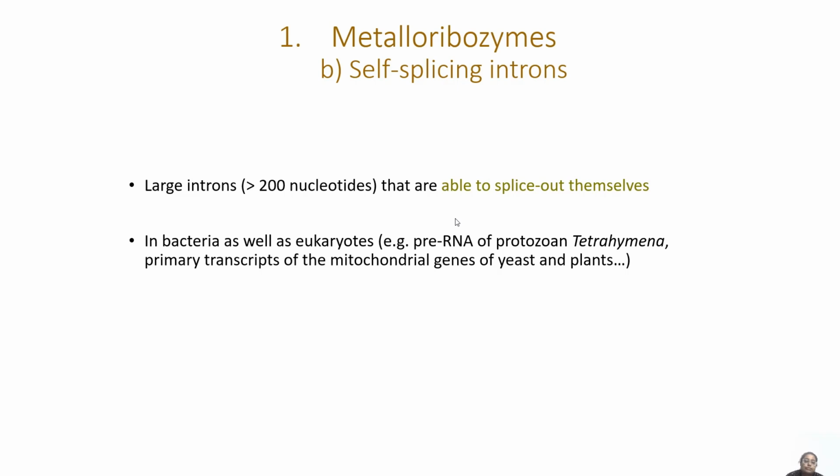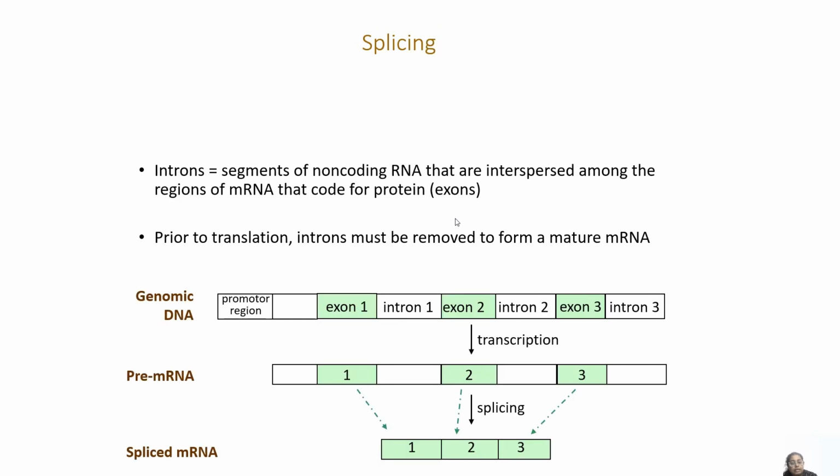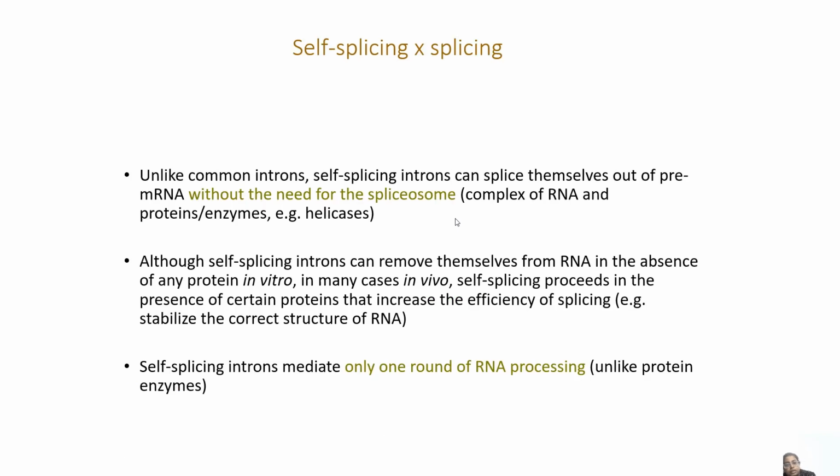metalloribozymes, self-splicing introns, large introns greater than 200 nucleotides that are able to splice out themselves in bacteria as well as eukaryotes, pre-RNA of protozoan Tetrahymena, primary transcripts of the mitochondrial genes of yeast and plants. Splicing introns are segments of non-coding RNA that are interspersed among the regions of mRNA that code for protein. Prior to translation, introns must be removed to form a mature mRNA.